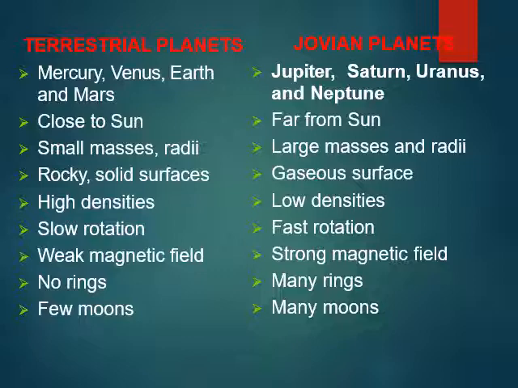Terrestrial planets are rocky, with a solid surface, and Jovian planets have a gaseous surface. Terrestrial planets have high density, while Jovian planets have low density. Terrestrial planets have slow rotation, Jovian planets have fast rotation. Terrestrial planets have a weak magnetic field, while Jovian planets have a strong magnetic field. Terrestrial planets have no rings and Jovian planets have many rings in their structure. Terrestrial planets have few moons and Jovian planets have many moons.